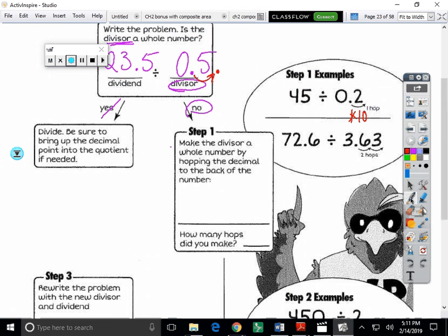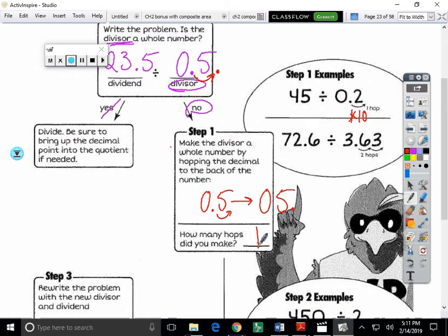So this is what I see next. Step 1, make the divisor a whole number by hopping the decimal to the back of the number. We did that. So currently I have changed from 0 and 5/10 into 5 wholes. The question is, how many hops did we make? Well, we actually multiplied by 10, or 10 to the first power, or we could say we just hopped once to the right, 1 hop.